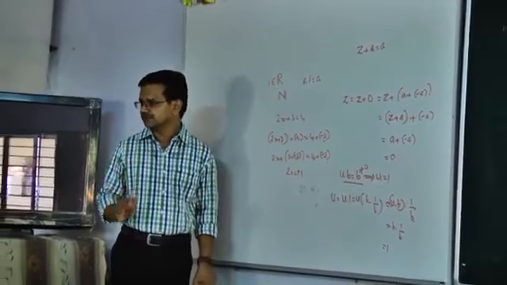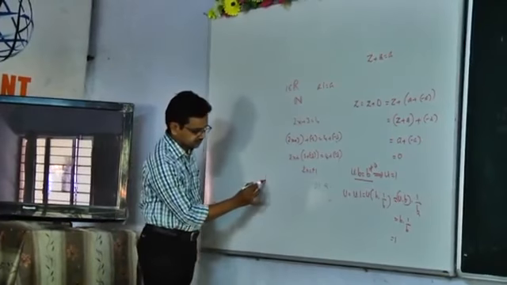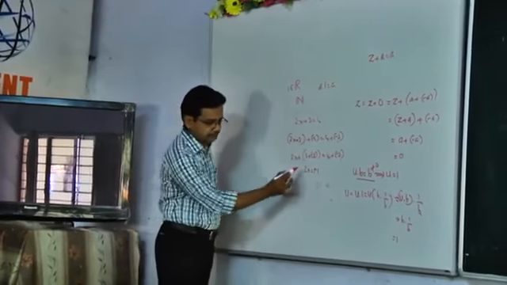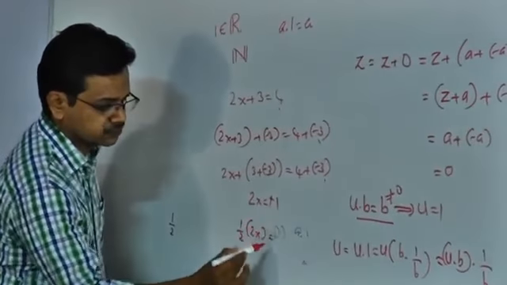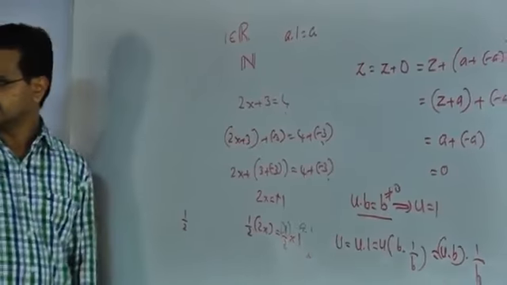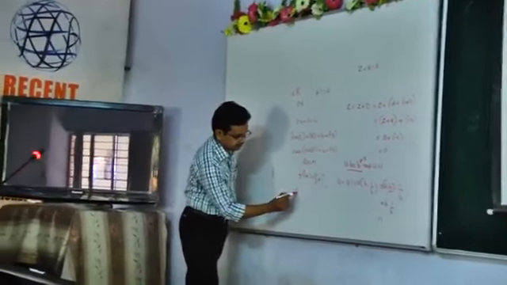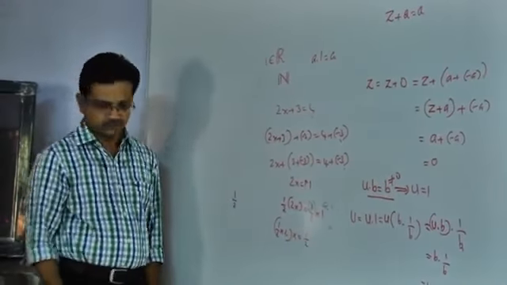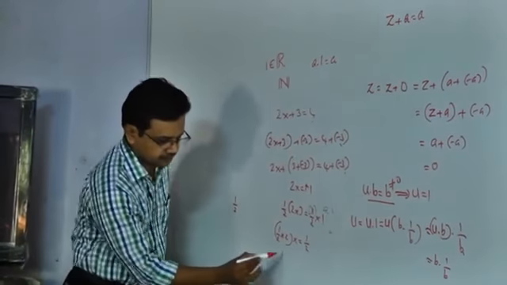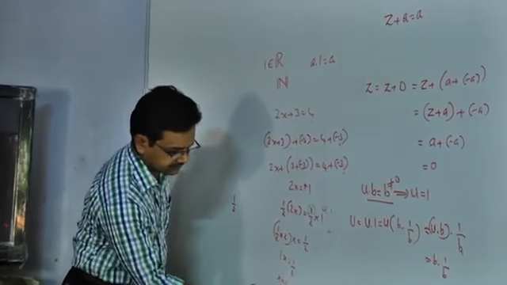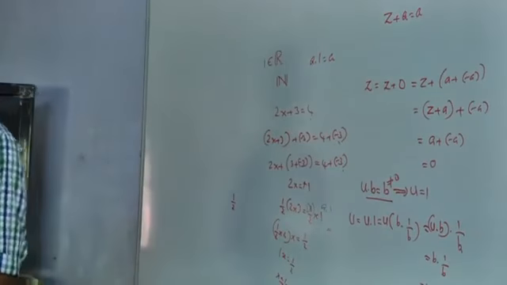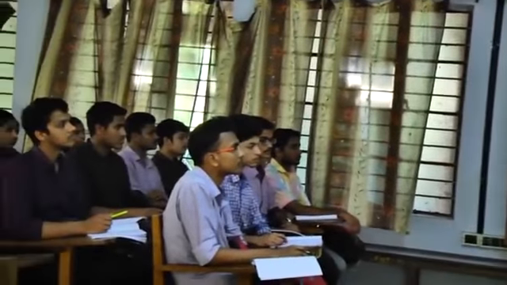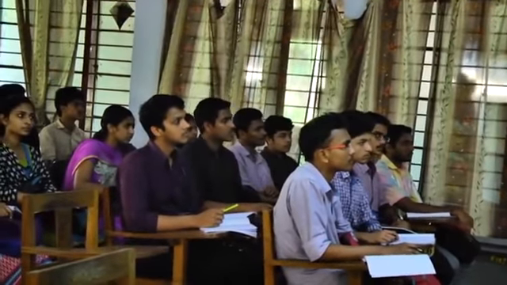Next, what about 2? 2 is a non-zero real number. 2 non-zero means there exists 1 by 2. So I multiply both sides by 1 by 2. 1 by 2 into 2x is equal to 1 by 2 into 1, which is 1 by 2. What is 1 by 2 into 2? 1. Next, 1 into x is 1 by 2. That gives x is equal to 1 by 2. This is the actual idea behind it. We have proved it by using our algebraic properties.